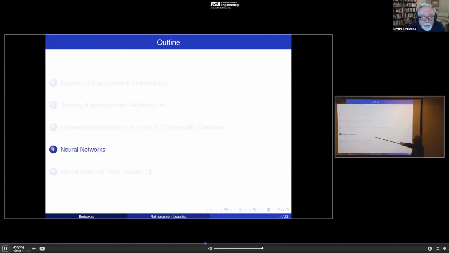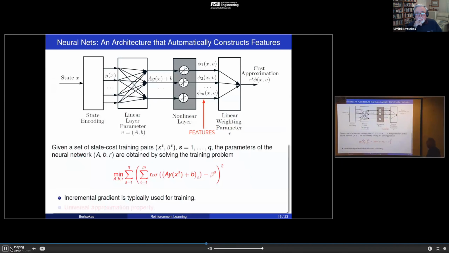Okay, now let's go to neural networks. I described a neural network last time, and we're going to return to this picture again. Now, what's the big advantage of neural networks? They provide a nonlinear architecture that does not use explicit features. You don't need to know good features for your problem. It automatically constructs features for you, and it linearly weighs them.